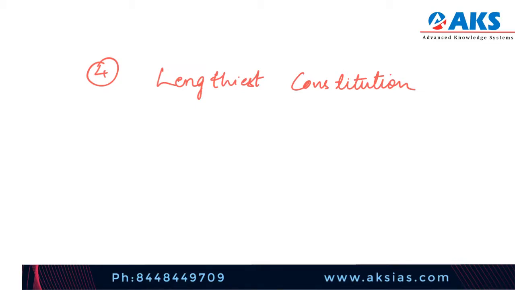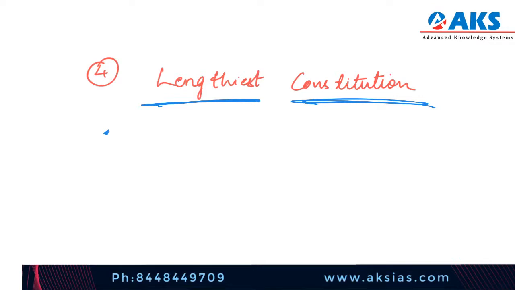The next important feature is that India's constitution is the lengthiest constitution in the world. So presently, India has more than 450 articles, 24 parts and more than 12 schedules. What is the reason for the lengthiest constitution? Because India's constitution has all provisions regarding the states enumerated in the constitution itself.